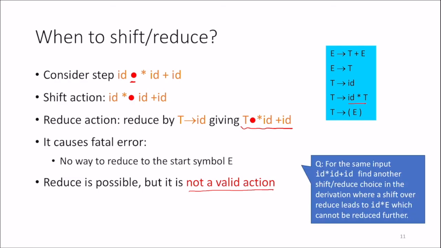Another question to see whether you're understanding. For the same input, try to find a different shift-reduce choice in the derivation.